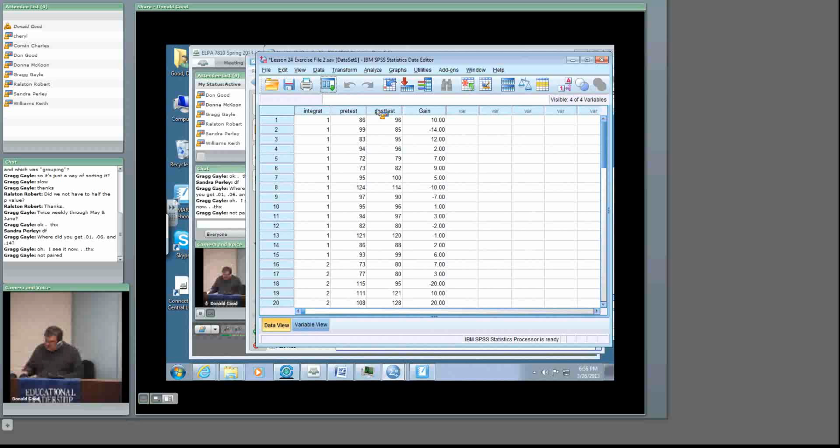I'll do at least one more example. I'm just going to talk through it, but look on page 171 and notice the formula for effect size. 171 of the Green Salkind book.